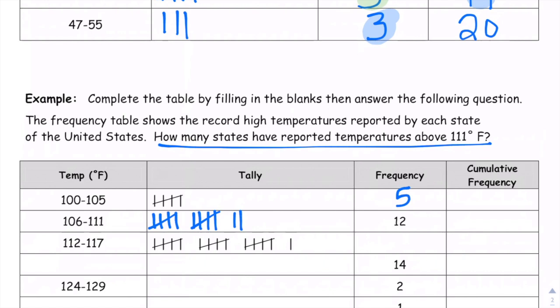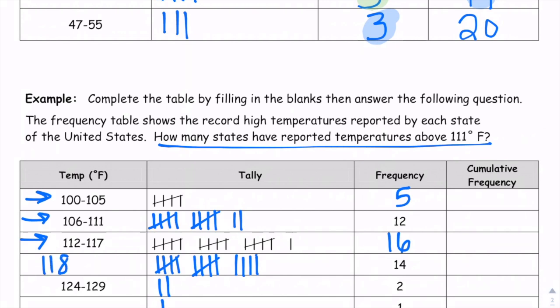And then this had 5, 10, 15, 16 tallies. So then we need 14 tallies for the next one. And then 2 tallies, and then 1 tally. These all have a range of 5 over here. So the next range is going to be 118, and then plus 5 is 123. And then this range on the bottom is going to be 130, plus 5 is 135.